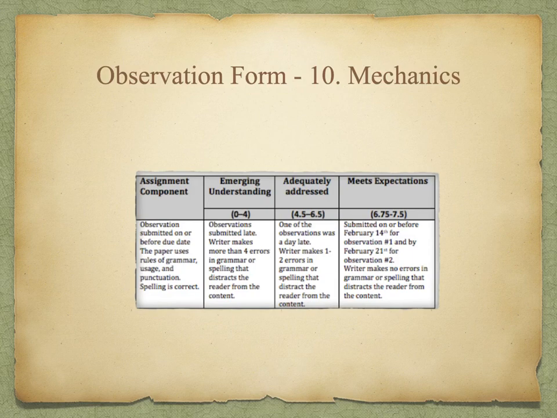The last area that I'm looking at is mechanics. And here I'm looking that you submitted your form on or before the due date for your particular section. Note that each section has different due dates, so the one that's showing on the screen right now may not be the correct one for your section. If you ask for an extension, you will not be penalized. Also, I'm looking to see that you make no errors in grammar or spelling that detract from the content.